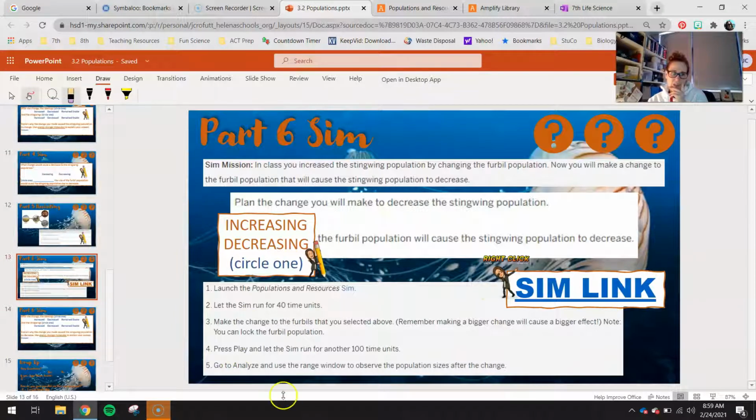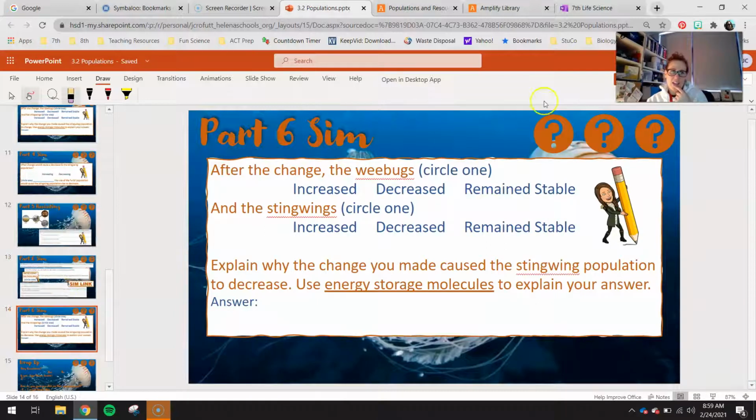Here again is your sim. Here are your instructions. Again, you should know this as well. You made a prediction on it earlier. Now you're basically testing that prediction. And then here you go. Confirm your answer with your data. Earlier you made a prediction, you're revisiting that, and now you're just going to test that out and then explain why that happened.